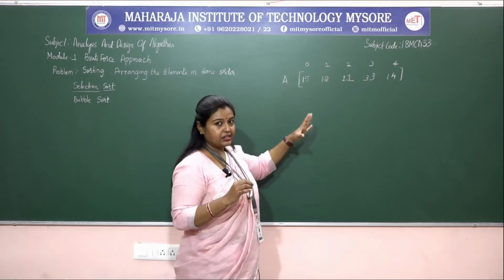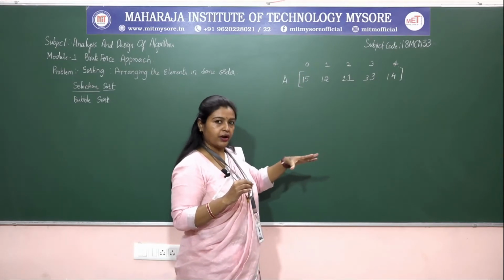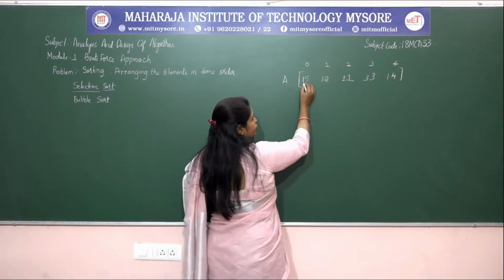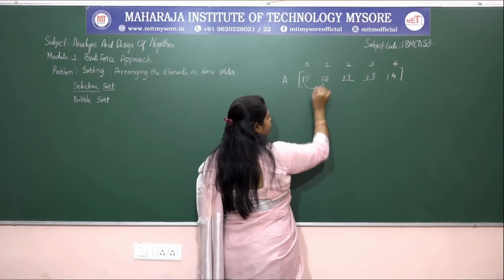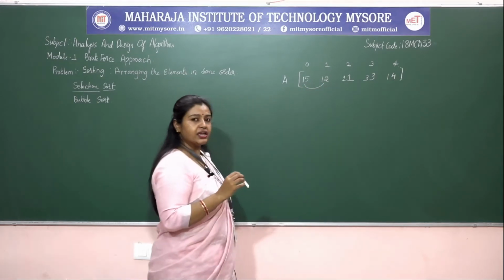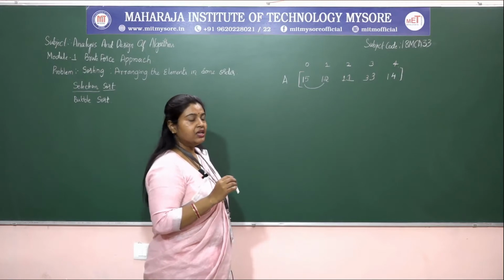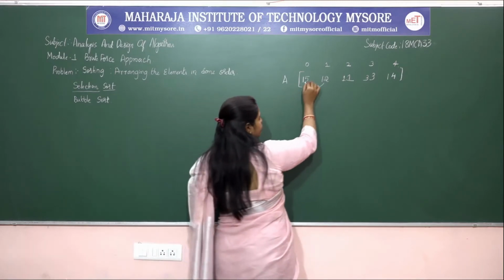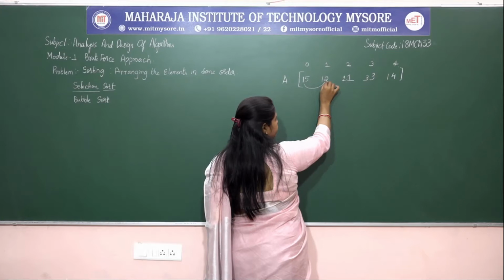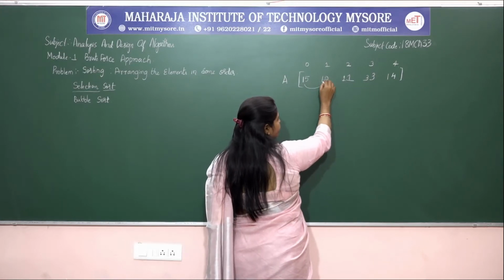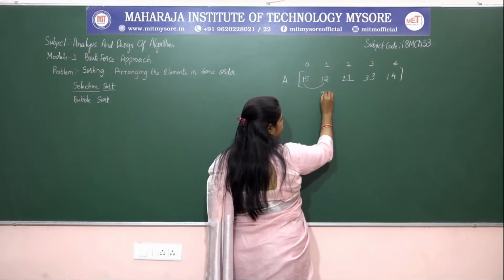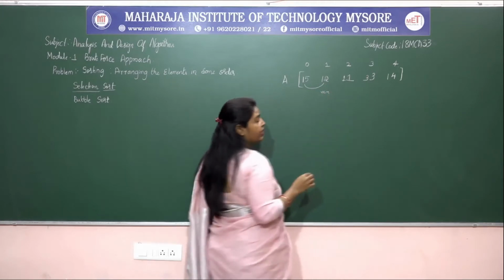So how exactly does the selection sort work? Let us see. We are going to do the comparison between the first element and the second element. Usually, if we compare the first and the second element, 12 is the smallest element. Let me call this one the minimum element.